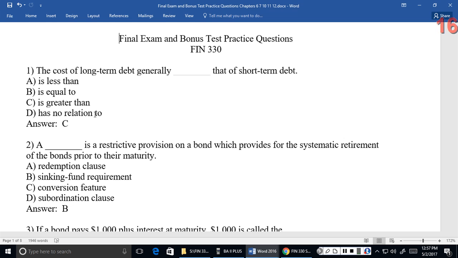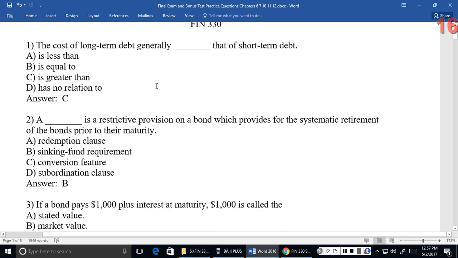Okay, but the interest rates are related to what? Time, okay? So with the long-term debt, you're using the lender's money longer. I mean, it's just as simple as that. And so when you use somebody's money for a longer period of time, you expect to pay a higher interest rate.